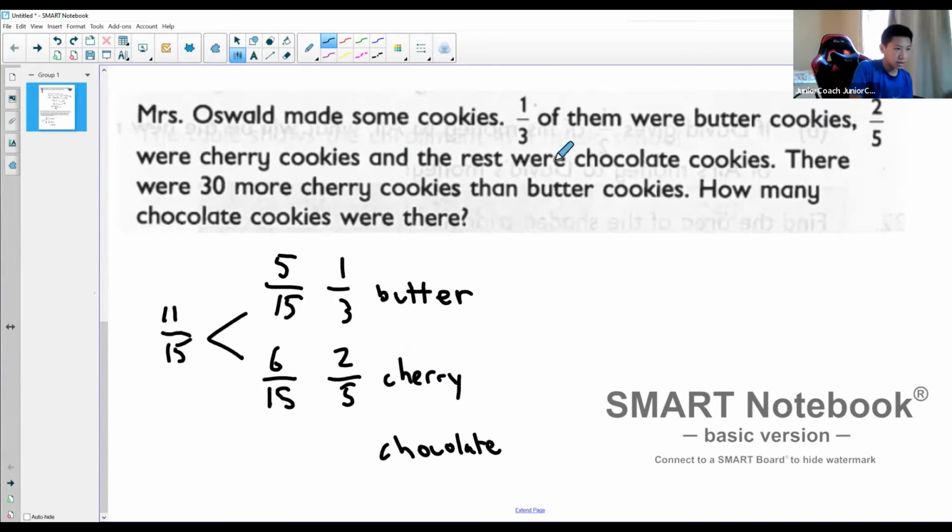And because chocolate is the rest, okay, so 15 is the least common multiple, but I think the answer is different than 15. So 11/15, so we get 4/15 for the chocolate. Actually, I'll put it here to keep it in line with the rest of the 15ths.